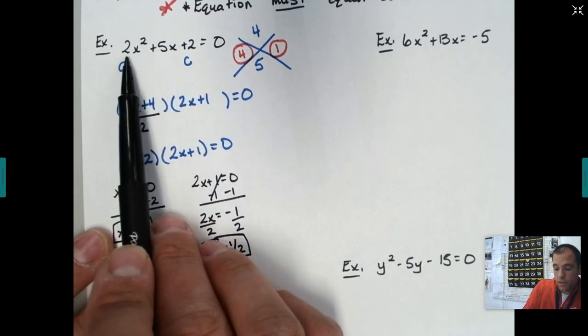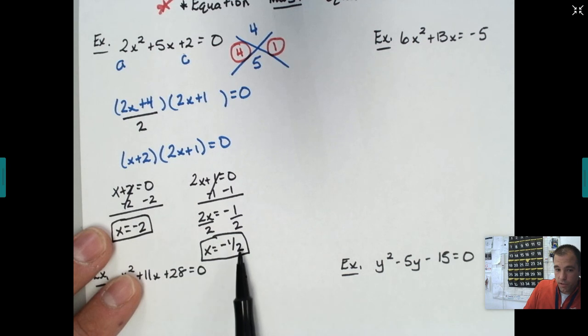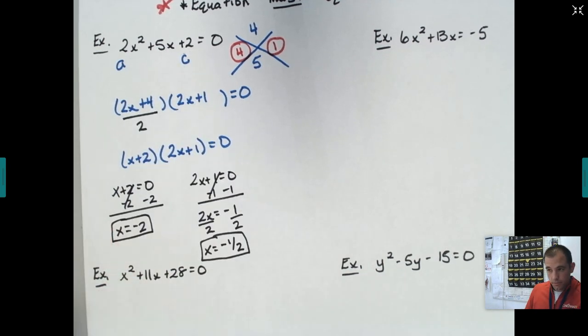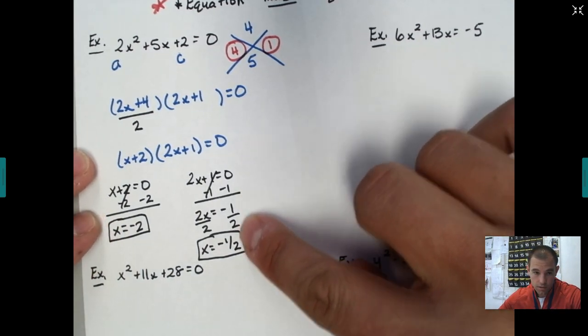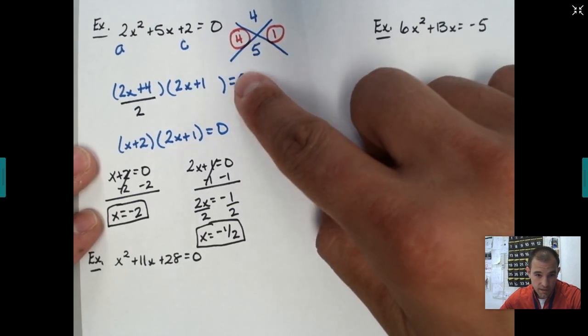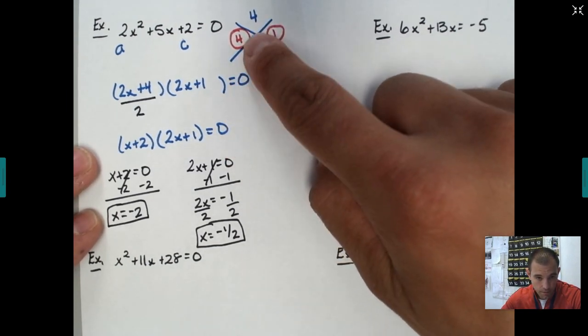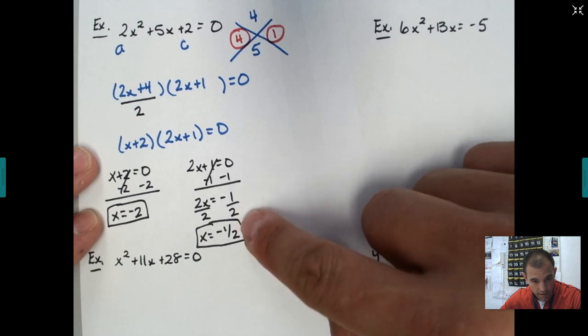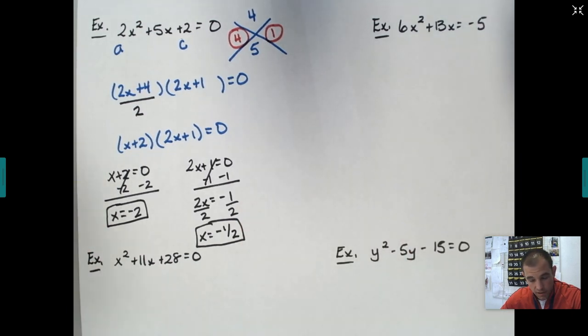If you put negative 2 in, you would get 0. If you put negative 1/2 in, you would get 0. So either one of them will work. There's 2 possible answers. The only thing that's new is this part. This problem is exactly what we did last class until we got here to the black. That's the only thing that changed. We set it equal to 0.